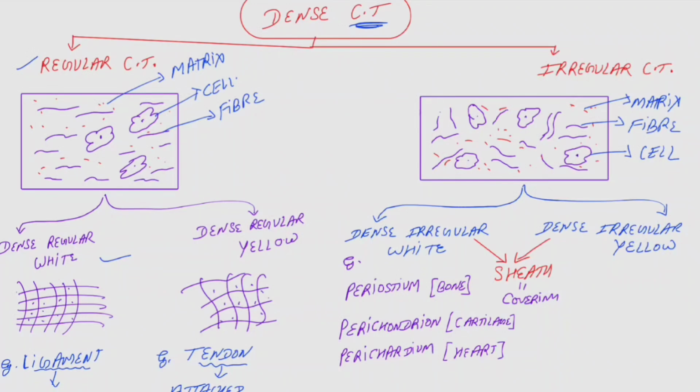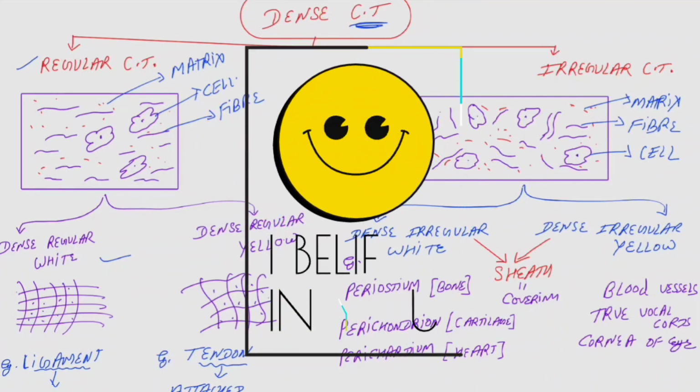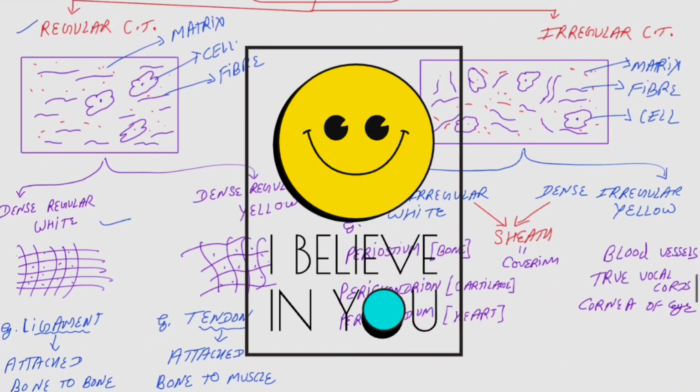Now dense irregular yellow. Examples are the covering of blood vessels, the vocal cords, the renal capsule, and the cornea of the eye. This is dense connective tissue.